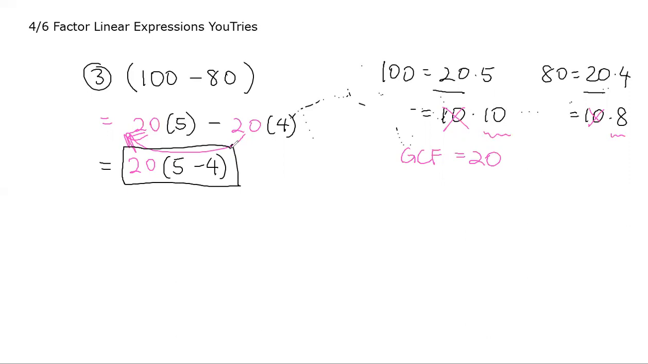Okay, then we double check. Did we factor it correctly? 5 minus 4, that's going to be 1 times 20. That's 20. 100 minus 80, 20. So we factored it correctly.